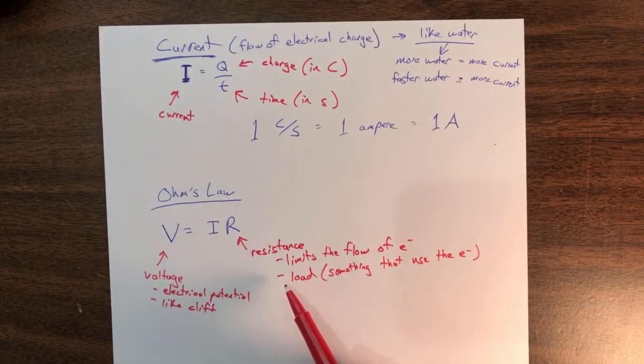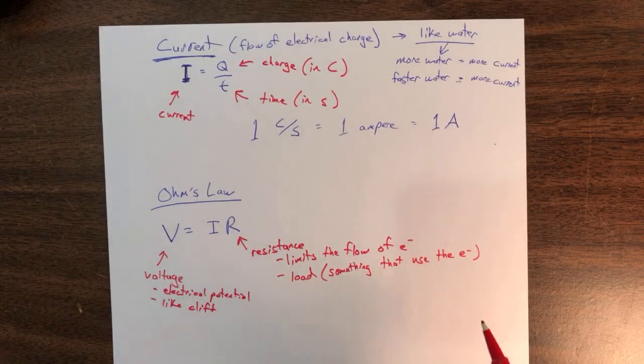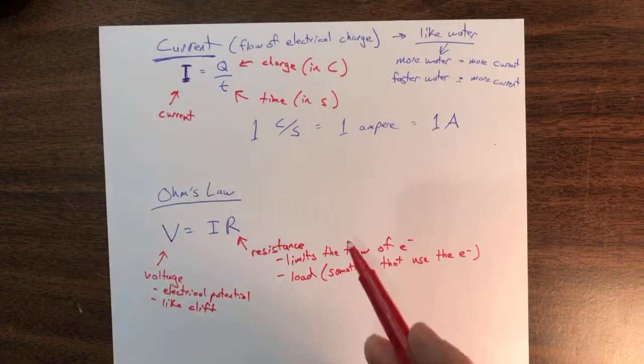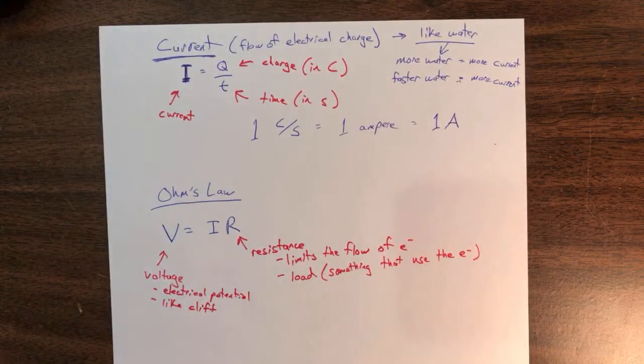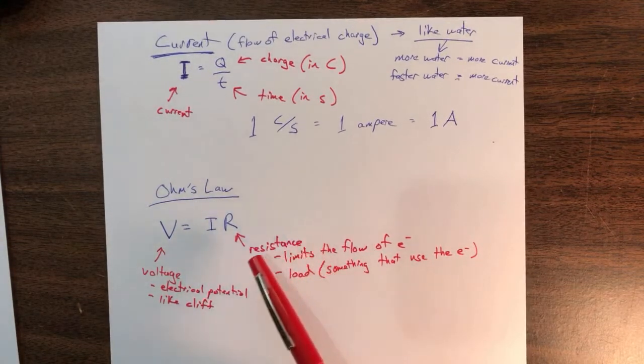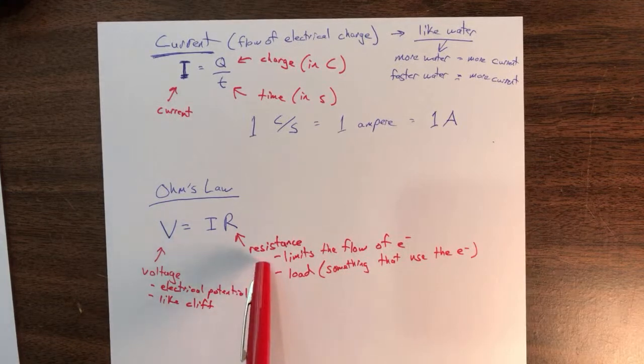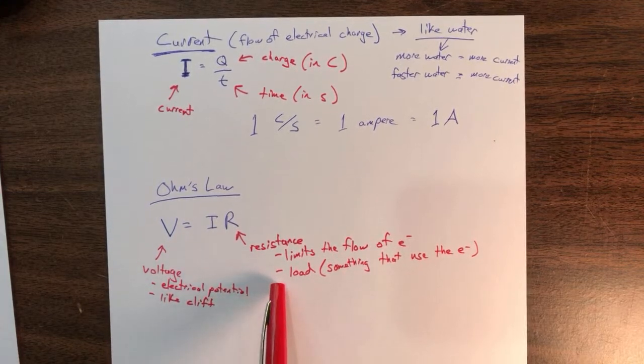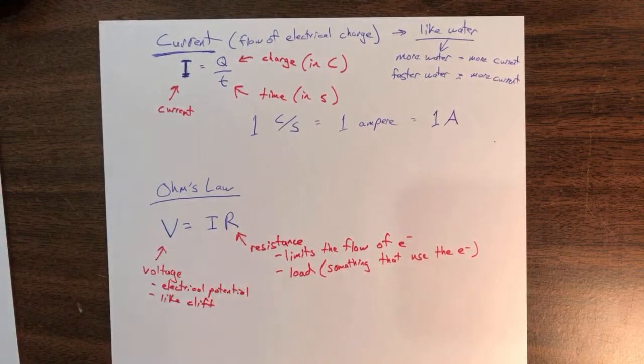It's going to be using electricity, and when it uses that electricity, it's going to slow it down. It's going to resist the flow. You can think of it kind of like a water mill spinning around. It's going to slow down that water as it goes, and it's going to resist the flow, but it's going to use it at the same time. So either that resistance simply limits the flow, or it limits it and uses it at the same time. All right, so this is Ohm's law.